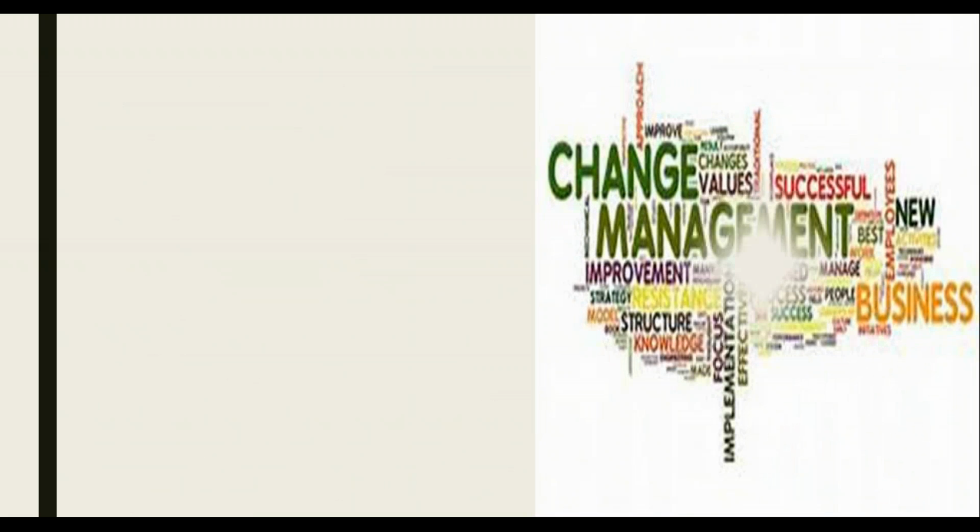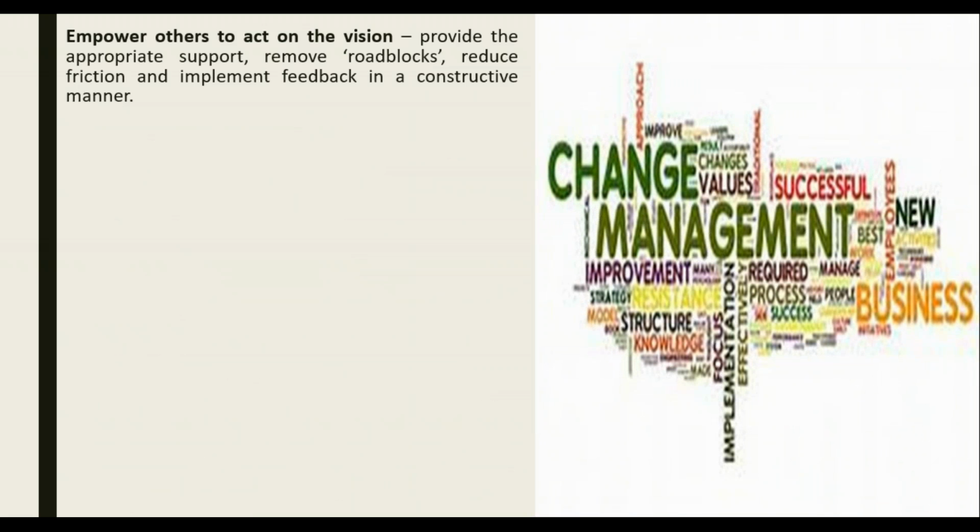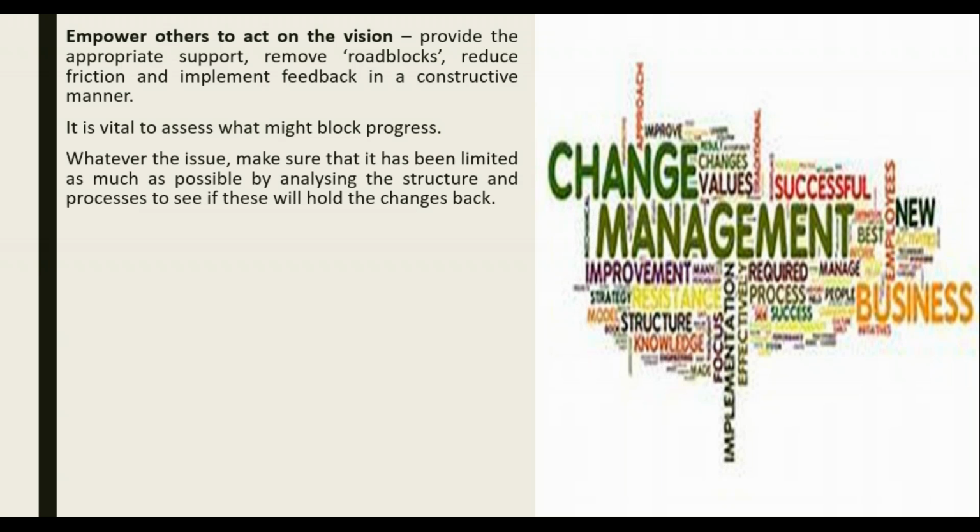We need to empower others to act on the vision by providing the appropriate support, removing any roadblocks, reducing any friction, and implementing the feedback that you've been given in a constructive manner. It is vital to take a moment to assess what might block the change's progress. For example, an employee might not have the skill to use a new piece of technology, or a team might not have the manpower to spare for implementing a new task. Whatever the issue, make sure that it's been limited as much as possible.